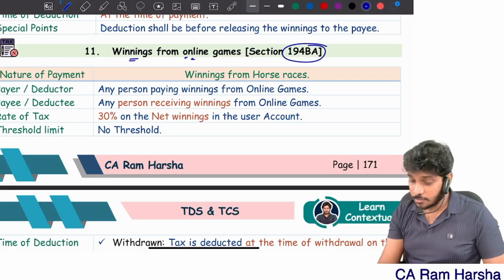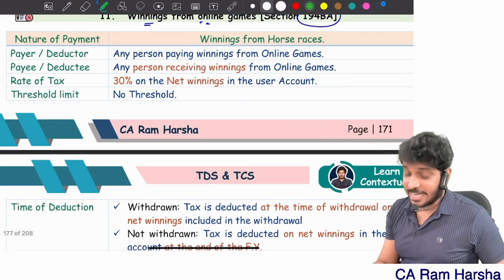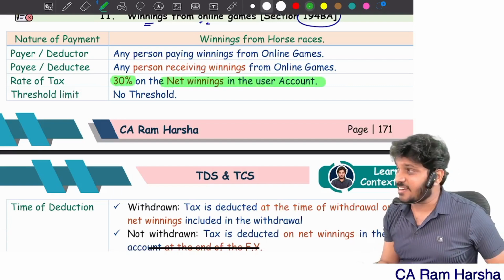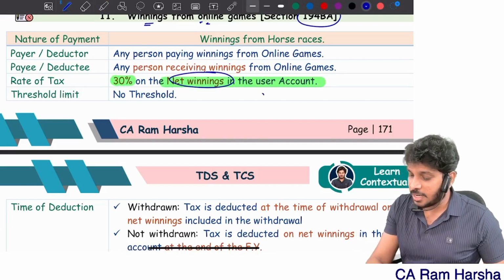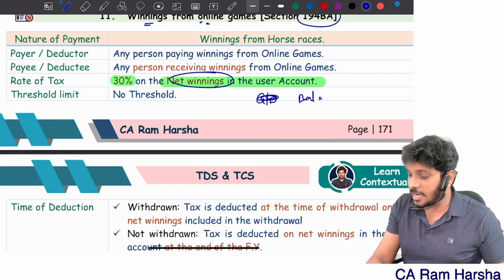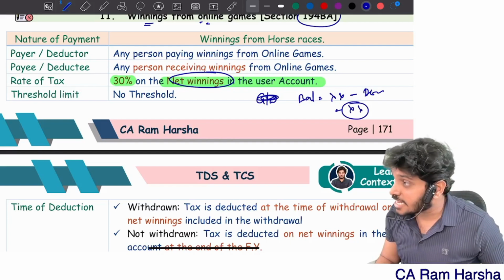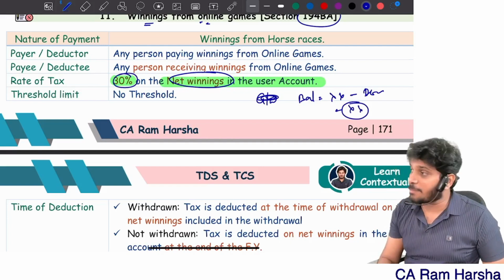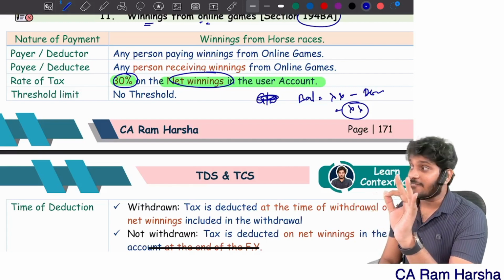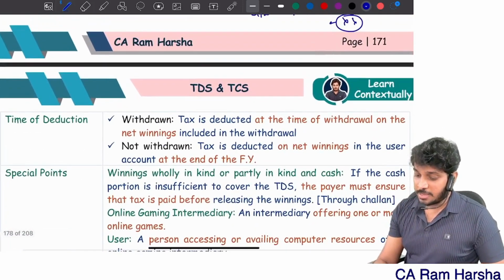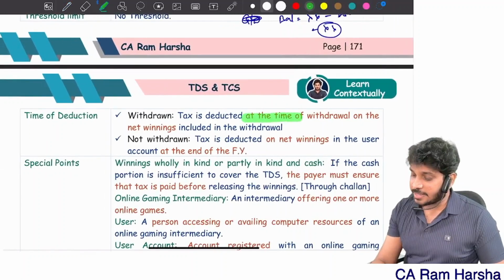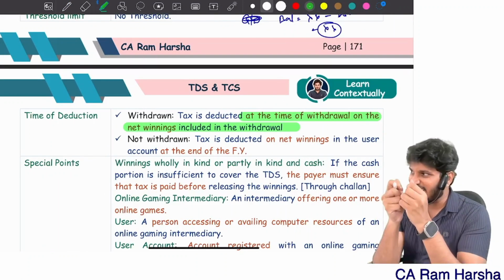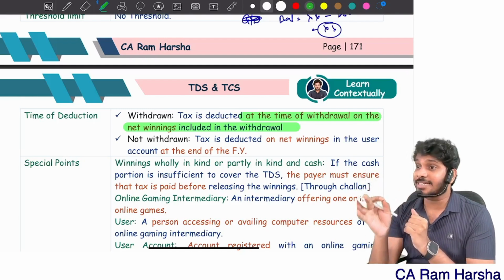Yes or no? Now, how much is the TDS? 30% on the net winnings in the user account. What do you mean by net winnings? Gross winnings, identify. Total balance in the ledger account you see. Balance how much you see? From that, minus deposit amount you reduce. The balance is called as what? Net winnings. On the net winnings, how much TDS will apply? 30%. When? At the time of payment. When will the TDS be deducted? At the time of withdrawal from the ledger. TDS will be deducted at the time of withdrawal.